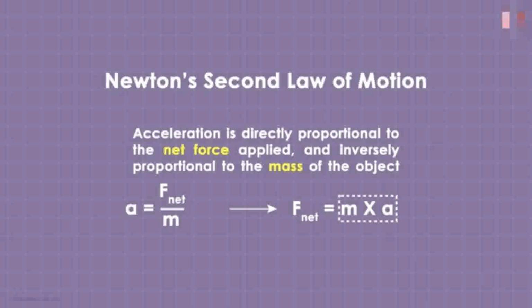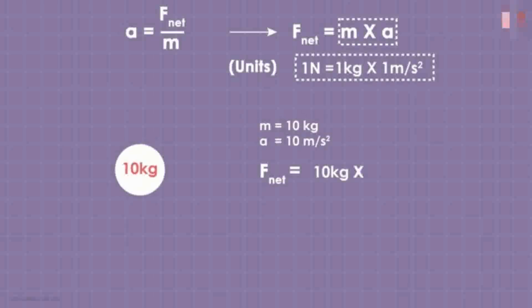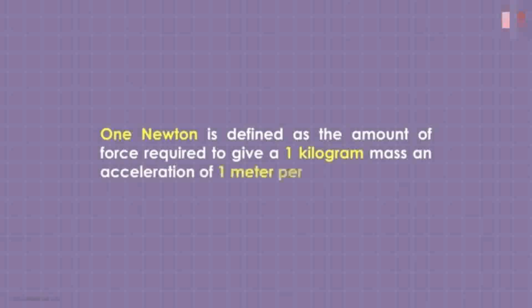With this, can you tell me the units of force? That should be easy. The standard unit of mass is kilograms, and that of acceleration is meters per second squared. So the unit of force is kilograms times meters per second squared. And this is what we call a Newton. 1 Newton is 1 kilogram times meters per second squared. So if the mass of the object is 10 kilograms and the acceleration is 10 meters per second squared, then the force will equal 100 newtons. We can say that 1 Newton is defined as the amount of force required to give a 1 kilogram mass an acceleration of 1 meter per second squared.